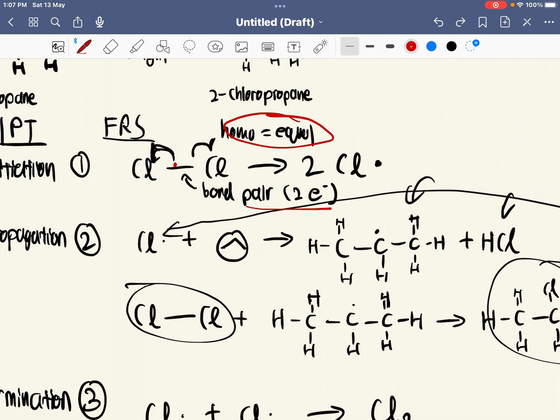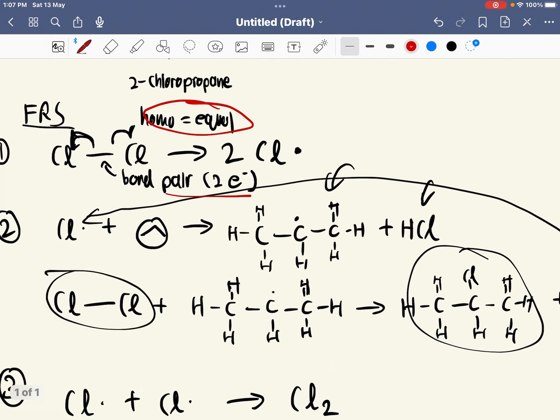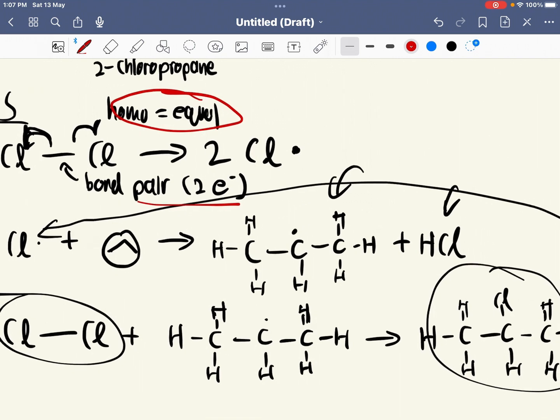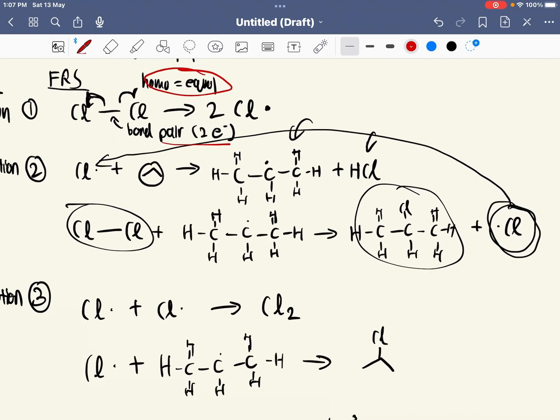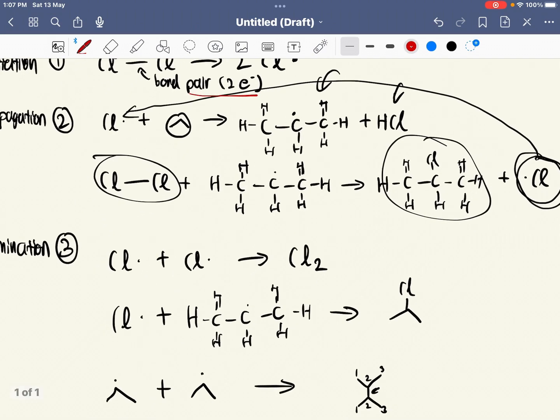So whenever you're representing 1 electron movement, always use a half arrow. So this is a half arrow. If you were to represent a movement of a pair of electrons, it will be a full arrow. So please take note of that. Okay. So over here, for 1 mole of a halogen molecule that we're doing homolytic fission on, we will have 2 moles of our halogen radicals.